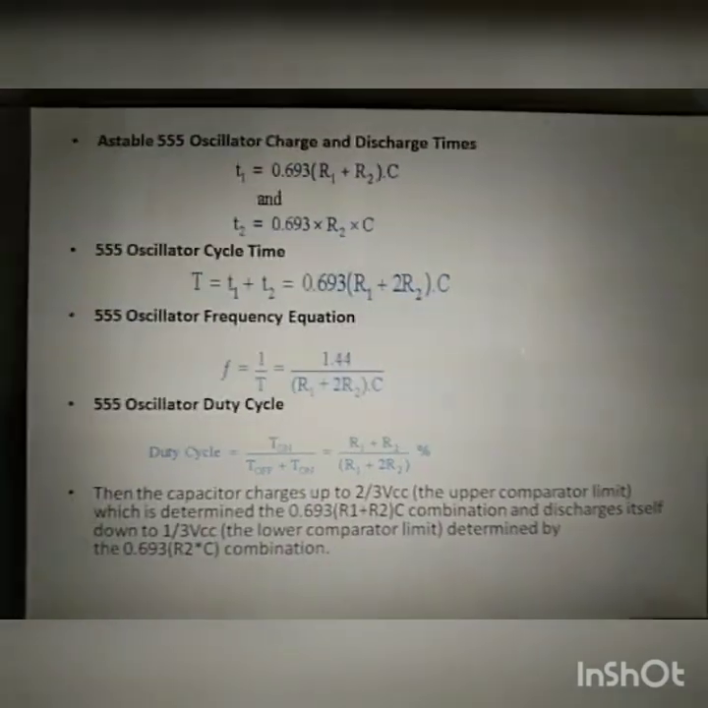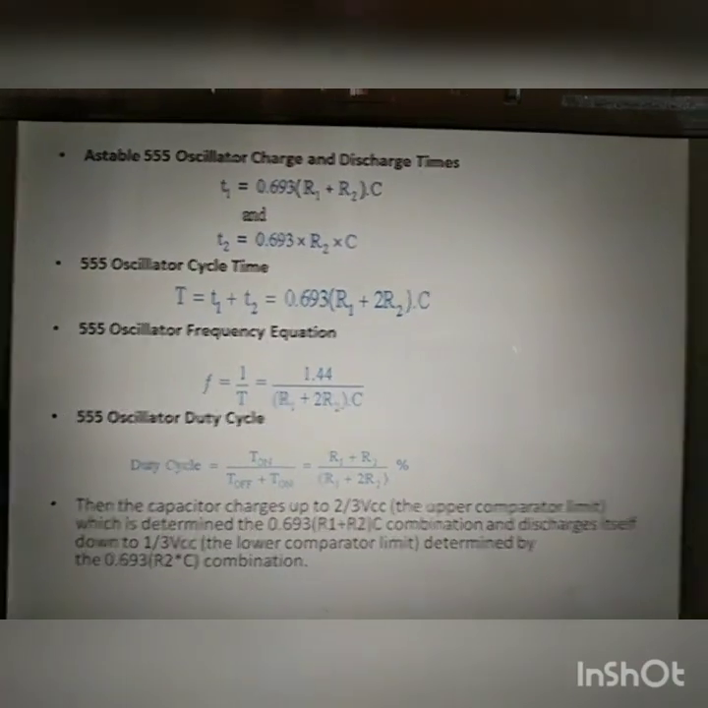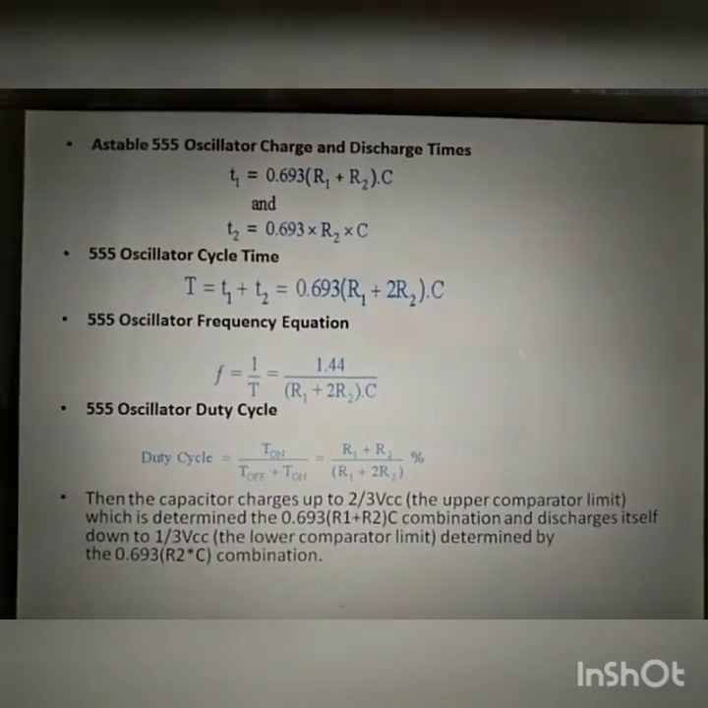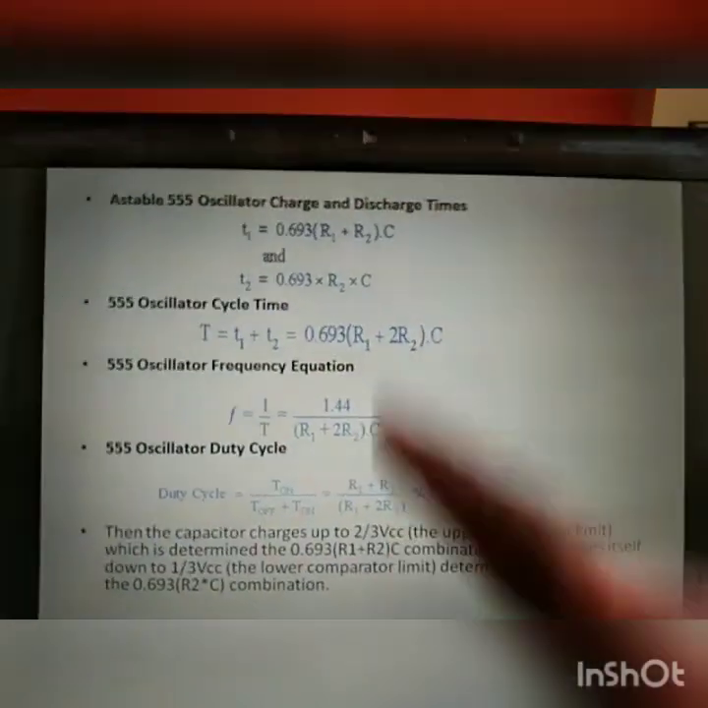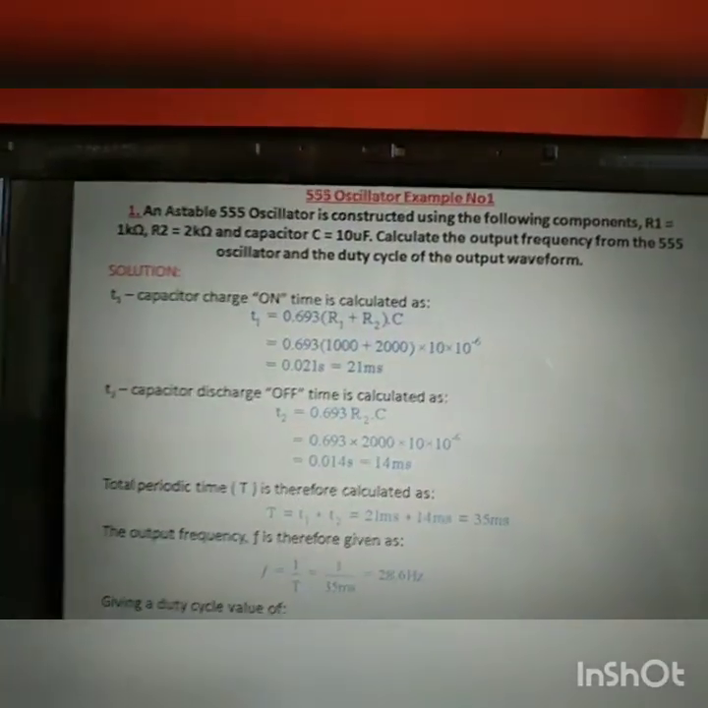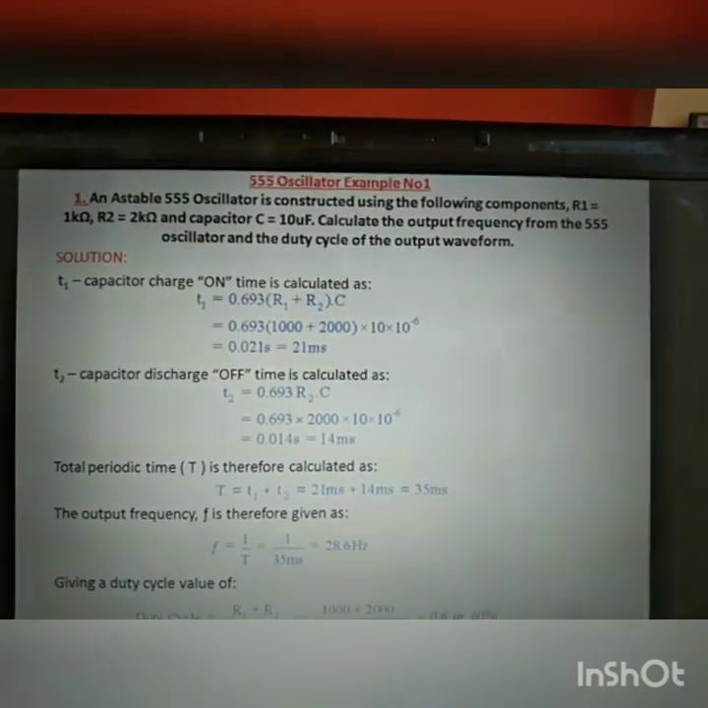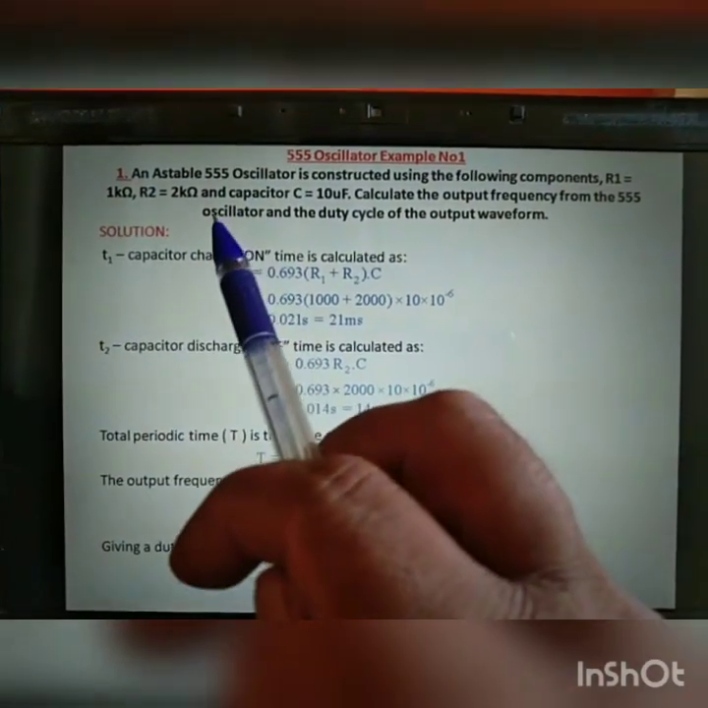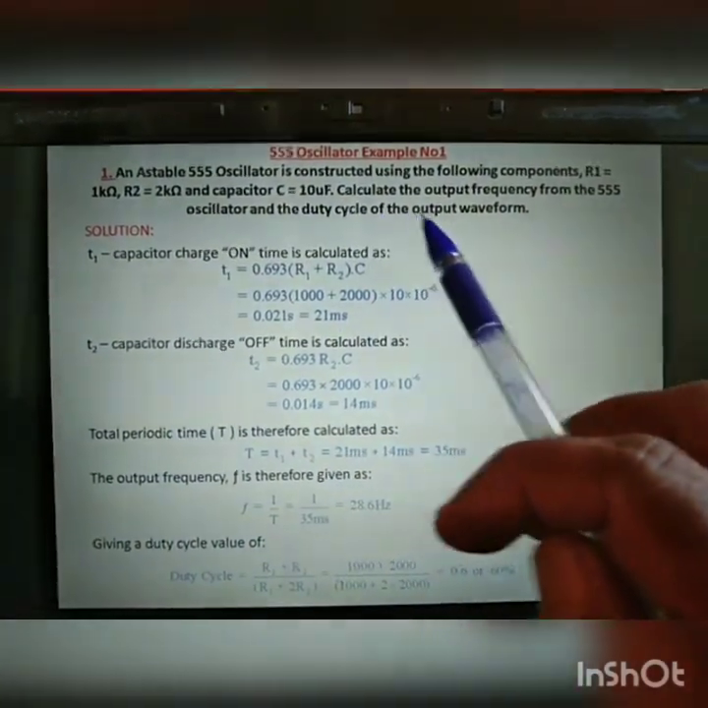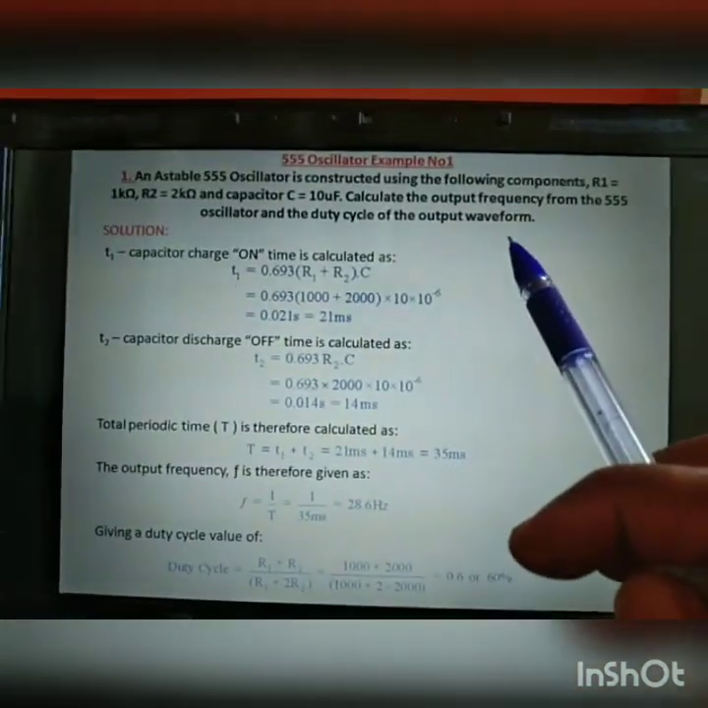One problem is there on this, using the equations for charge and discharge time, total time, frequency and duty cycle. All four equations you have to use. We are discussing this problem. First is the problem statement: an astable 555 oscillator is constructed using the following components. R1 is given as 1 kilo ohm, R2 is 2 kilo ohm, and the capacitor is 10 microfarad. Calculate the output frequency of the timer oscillator and the duty cycle of the output waveform.